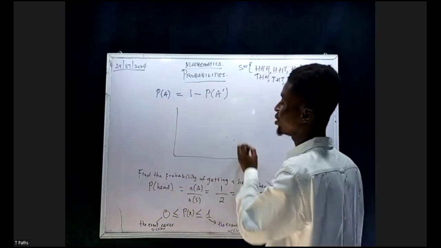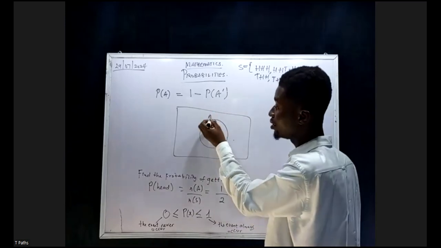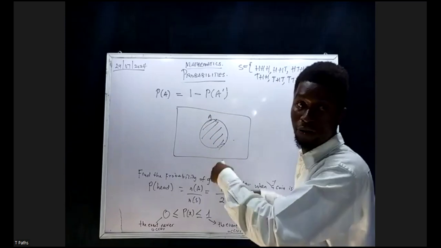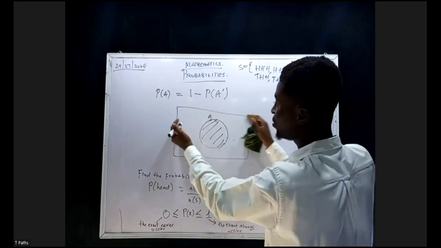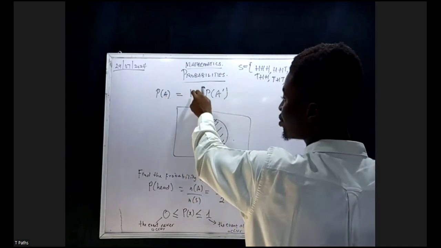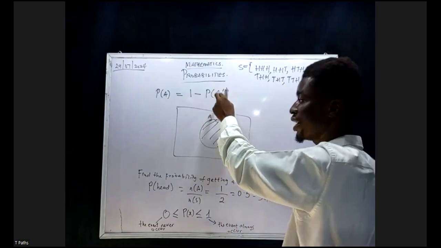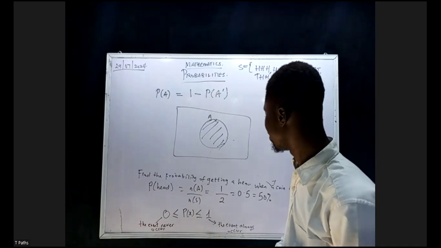If I look at this set, this is the probability of A happening, everything inside. The probability of A not happening is everything outside. Do we get that now? So that's why the probability of A happening equals 1 minus the probability of A not happening. Do we get that now? So that is all we need to do with probability.